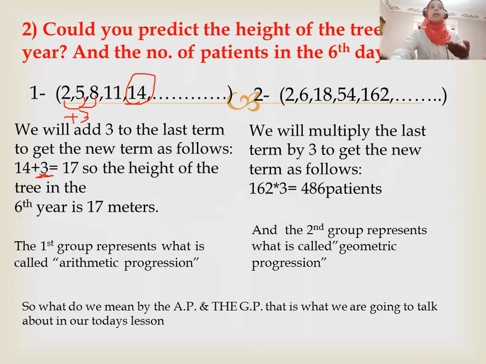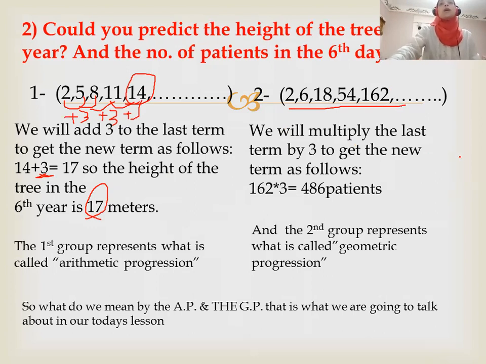We add number 3 to each number to get the next number, or the succeeding number. So we do the same thing: we add 3 to the last number to get the new number, which is 17 meters in the 6th year. Well done. And in this group, study it well and try to predict the number of patients in the 6th day. Who knows? Yeah, go ahead, please.